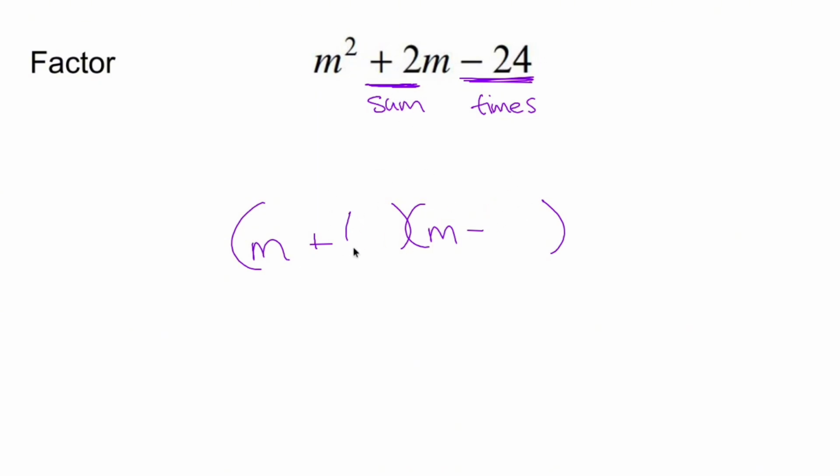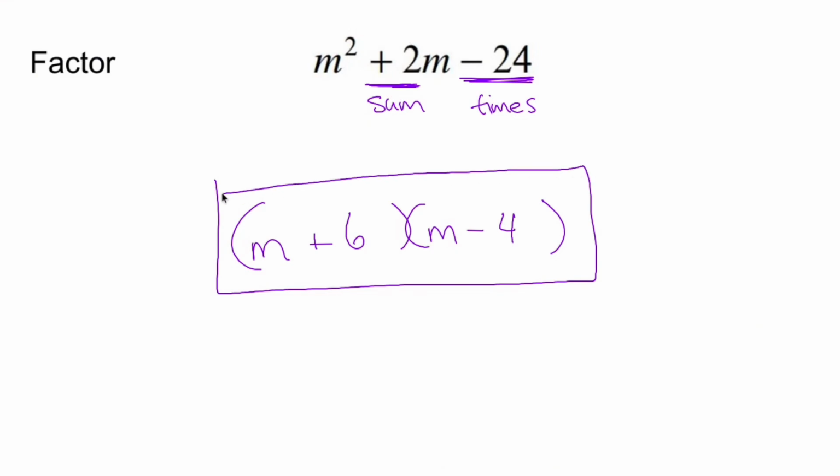Well, the 6 gets the plus sign and the 4 gets the minus sign, because positive 6 and negative 4 make positive 2. If I were to switch these around, that would be negative 2. These guys multiply out to negative 24. So two numbers that add up to 2 and multiply out to negative 24 are 6 and negative 4. Set up your problem. We're done.